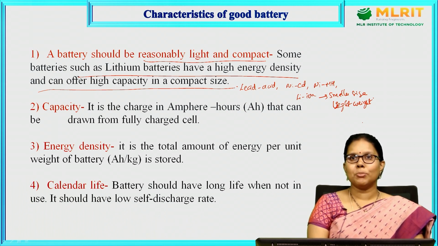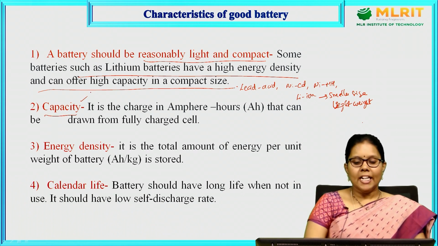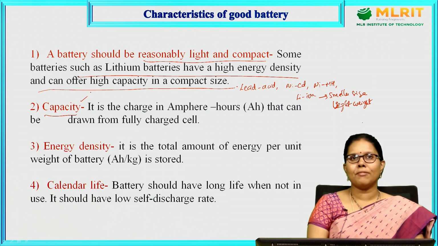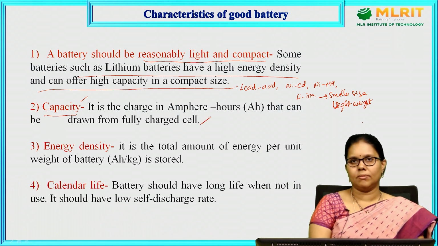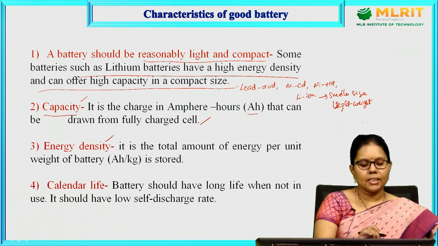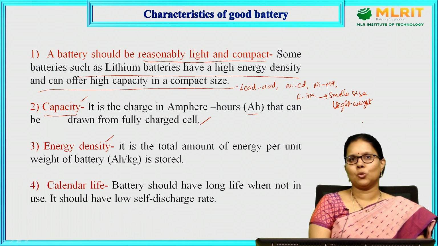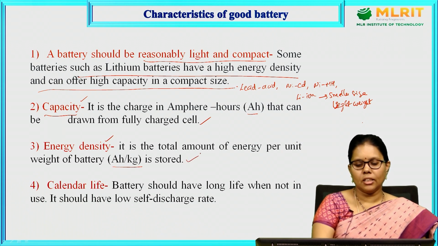The next criterion that should be satisfied by a good battery is capacity. It is the charge in ampere hours that can be drawn from a fully charged cell. It is the amount of discharge noticed in an hour from the fully charged cell. The unit is ampere hours. The next characteristic is energy density. It is the total amount of energy stored per unit weight of a battery, that is, the amount of energy stored in 1 kg of a battery. The unit is ampere hour per kg.